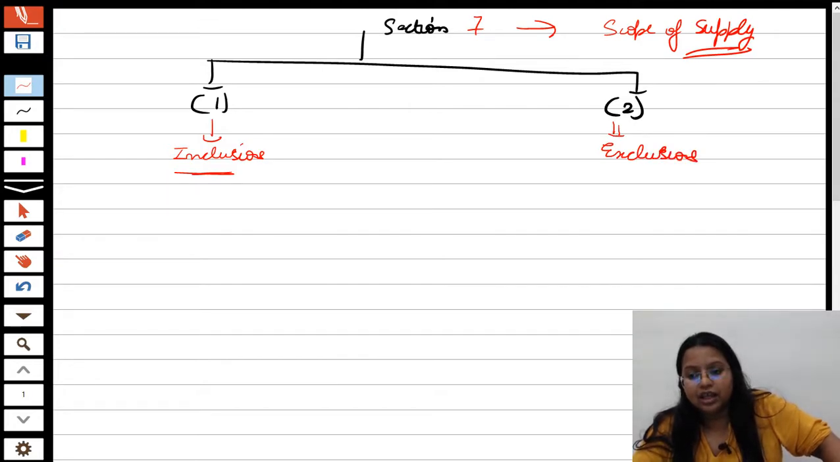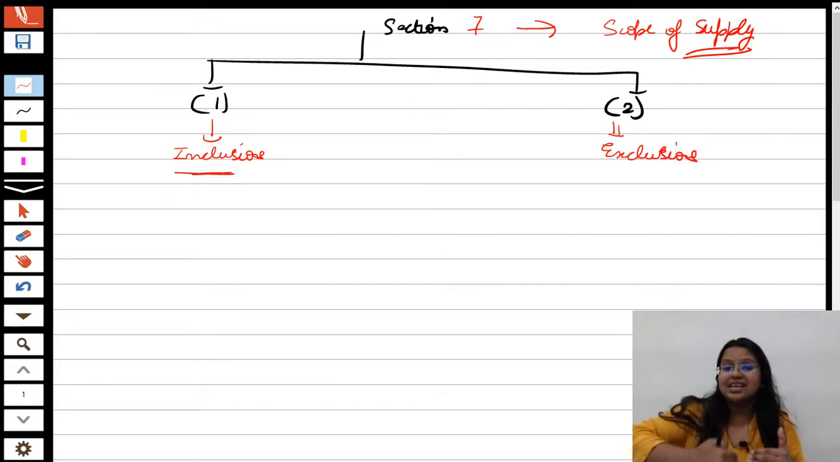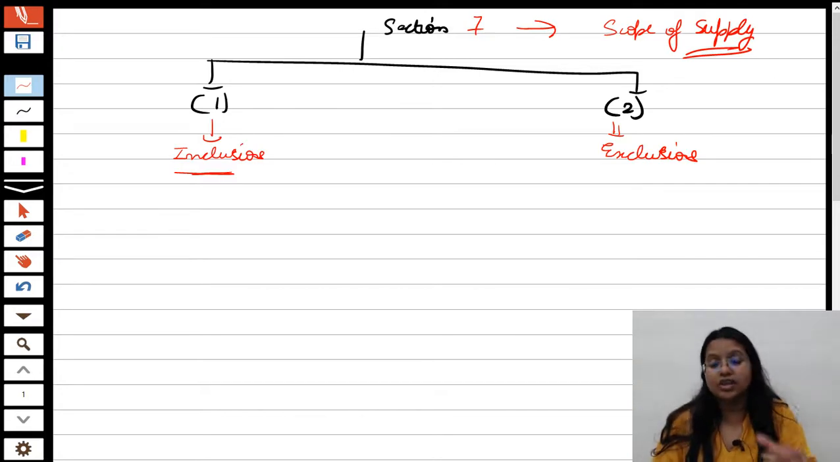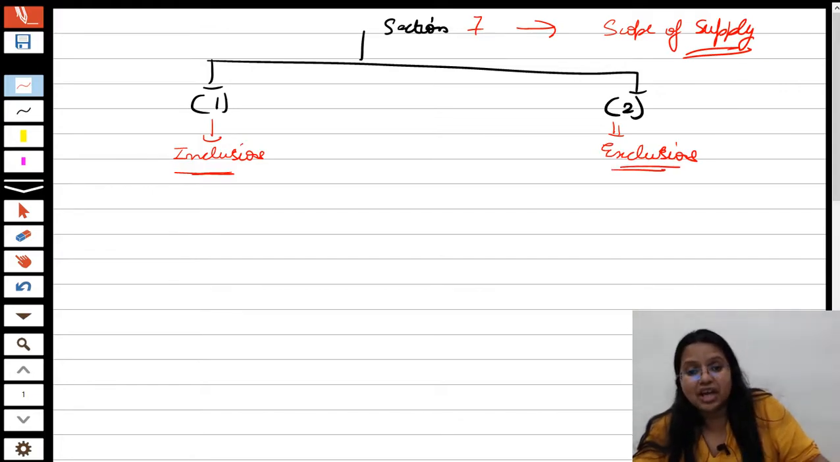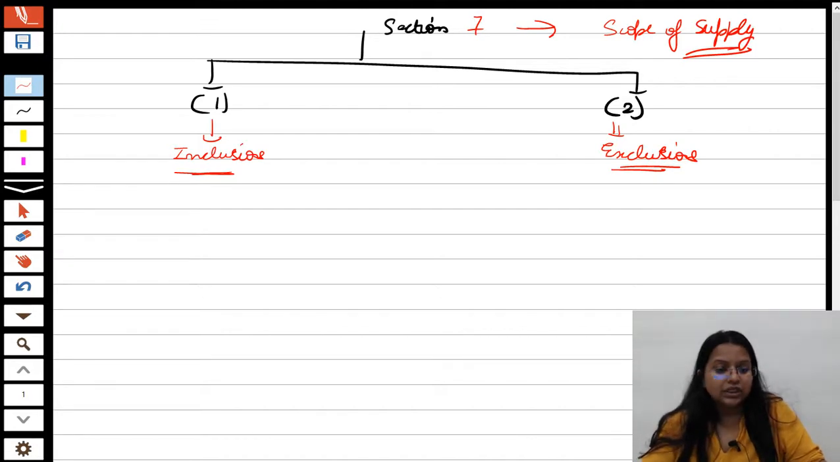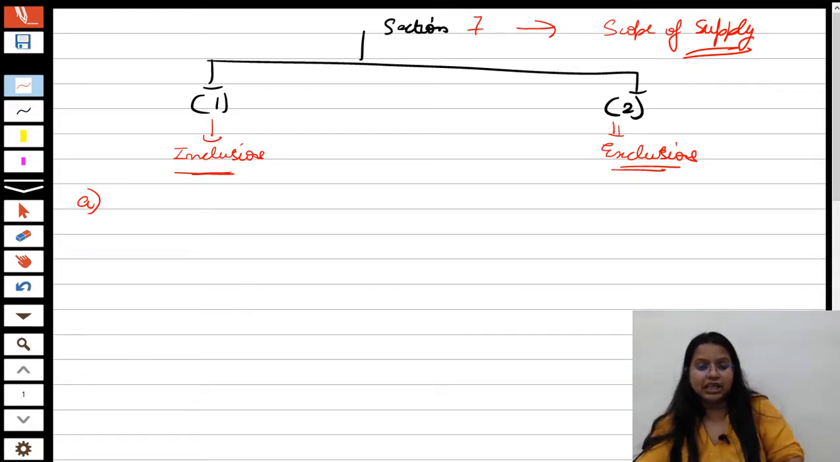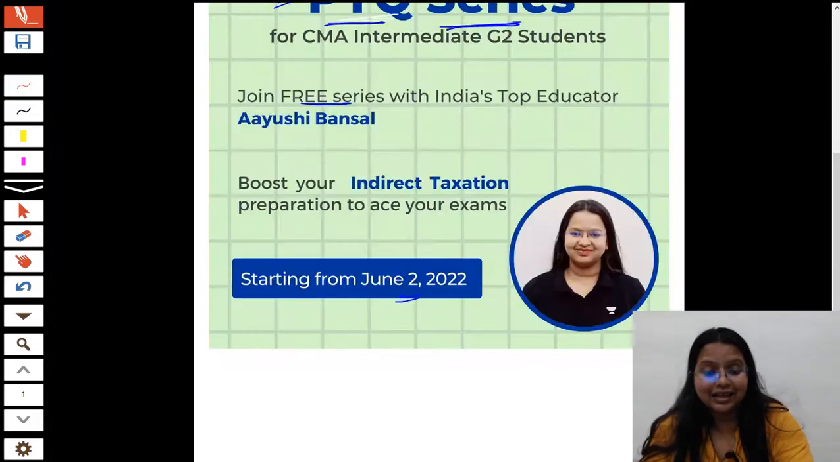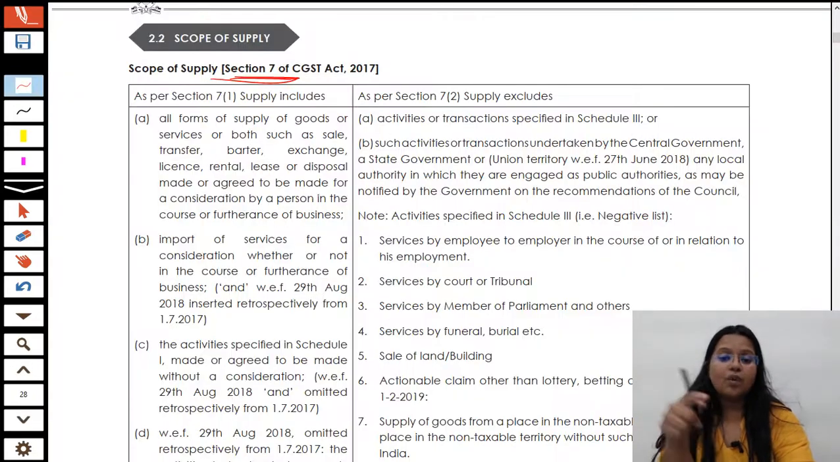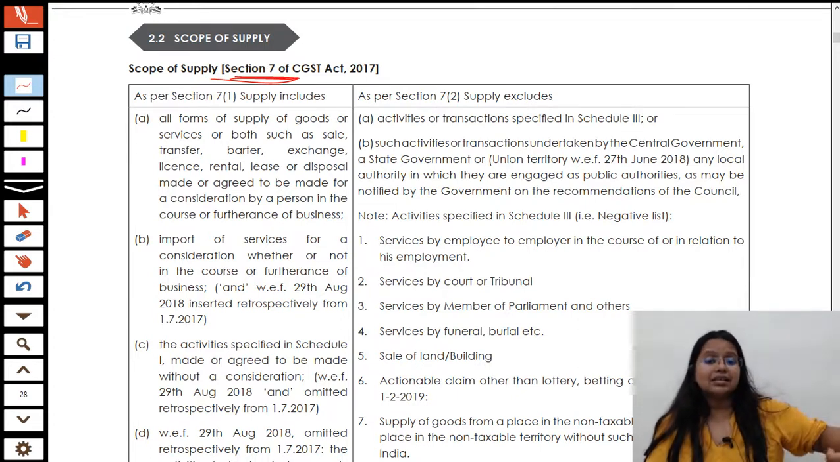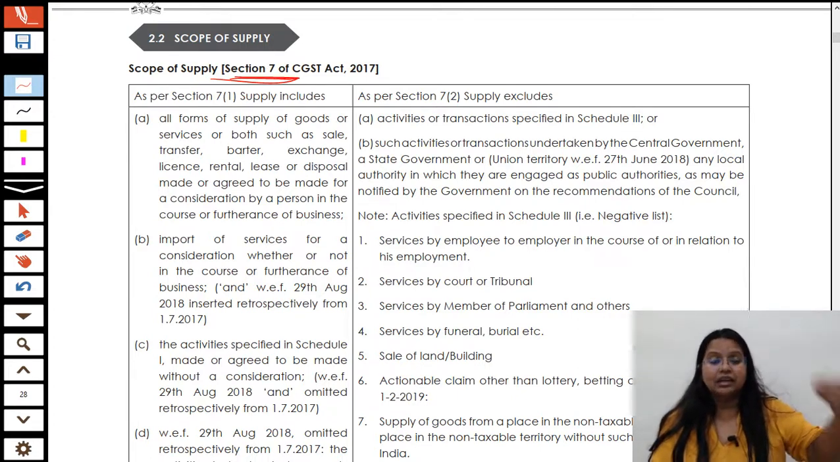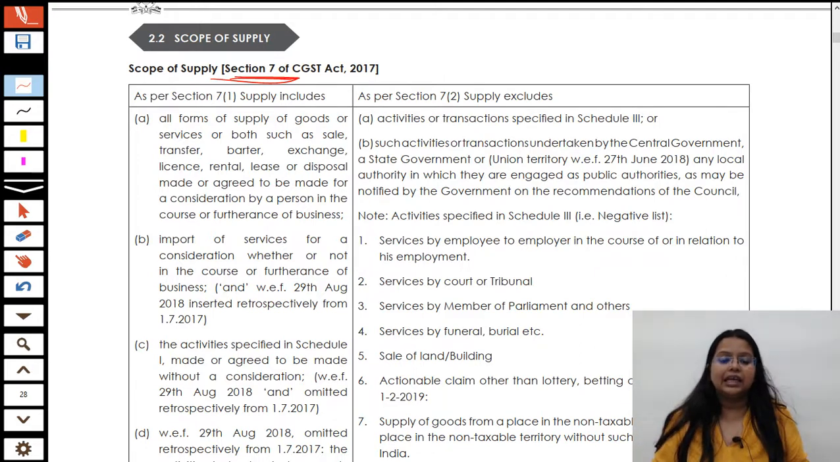For example, if an employee is giving his service to the employer in the course of employment, it will not be considered as supply under GST. That is the exclusion. All those exclusions have been mentioned in subsection 2. Afterwards, it has some clauses. For example, clause A of section 7 subsection 1, which is mentioned in the inclusions, says that supply will include all forms of supply. All forms of supply means, for example, sale, transfer, barter, exchange, lease, license, rental, disposal, everything will be included in the supply.